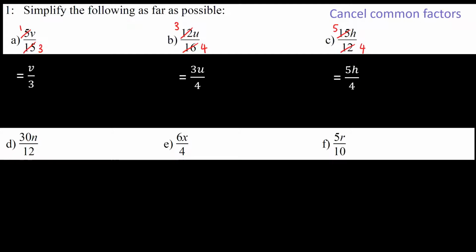With D, we have 30 and 12. Highest number we're going to get out of both of those is 6. There are 5 6s in 30 and 2 6s in 12.